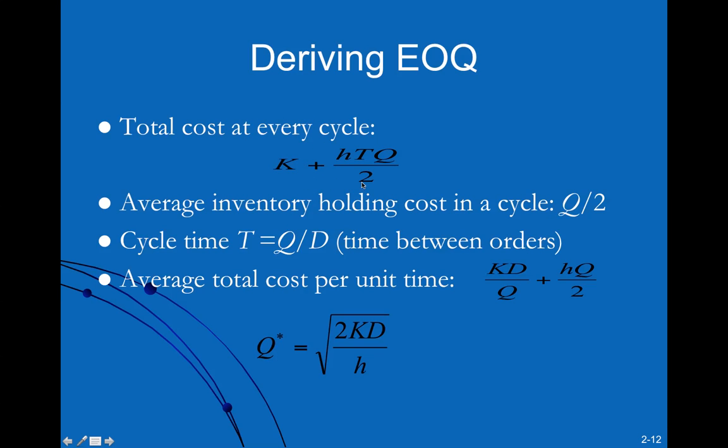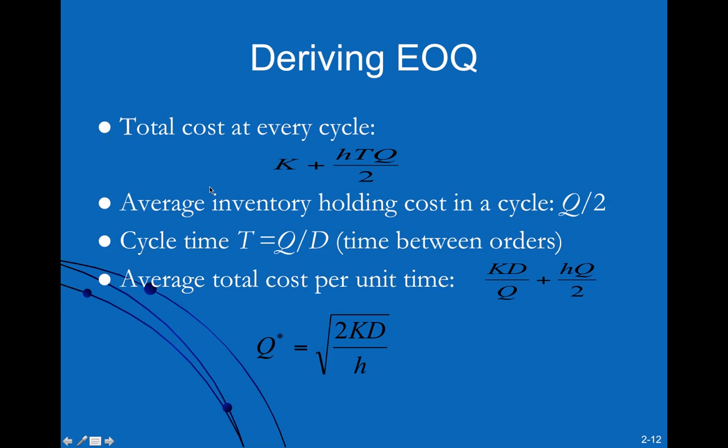We need to know the number of cycles that we're going to have in a given year. The number of cycles you will have is D over Q. The cycle time is T equal to Q over D, but the number of cycles that you will have in a year is D over Q. Think about it this way: if my annual demand is 1,000 and I place an order for 100 at a time, then I'm going to have 10 cycles. Since this is the cost every cycle, we must multiply it by the number of cycles. But the number of cycles is D over Q, not Q over D. Q over D is the time for each cycle, but the number of cycles is D over Q.